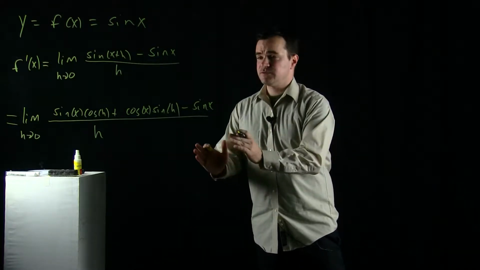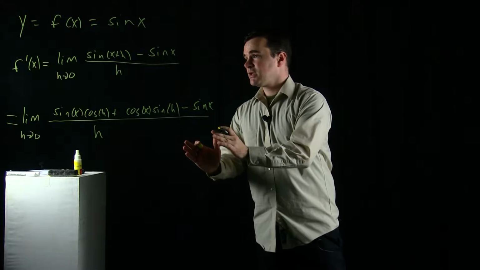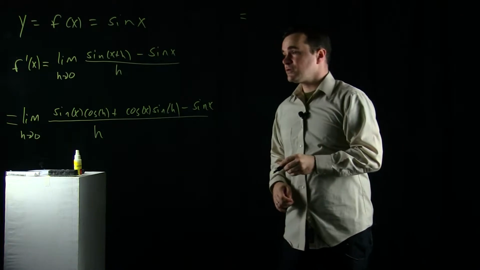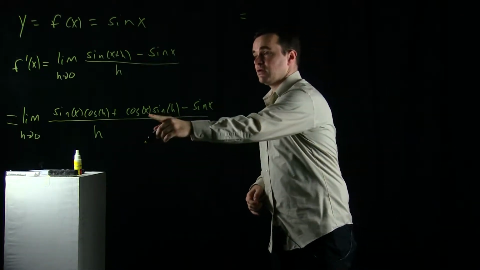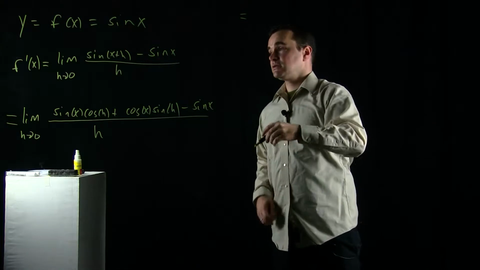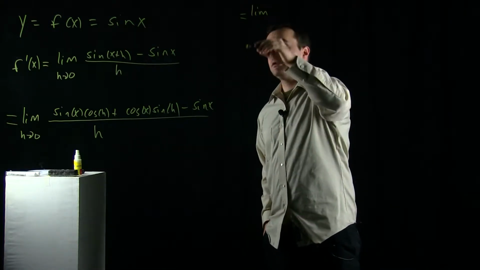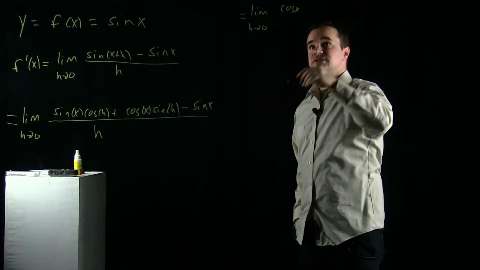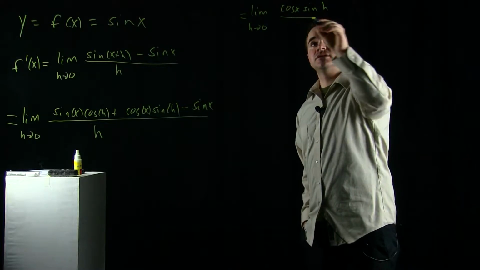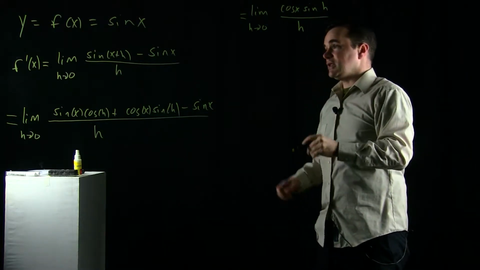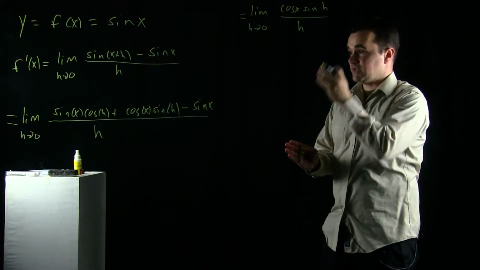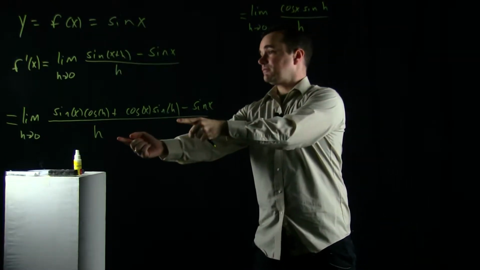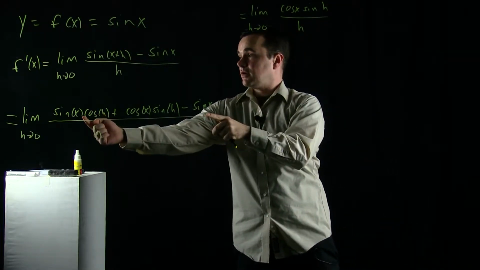So what I want to do is first break up this sum into two pieces. And the first one is going to be cosine x times sine of h over h. So I'm going to say limit, so h goes to 0. I'm going to look at cosine x times sine of h all over h. And the sum rule for the limit laws tells me that I can rewrite this limit as the sum of this term plus the sum of these two.